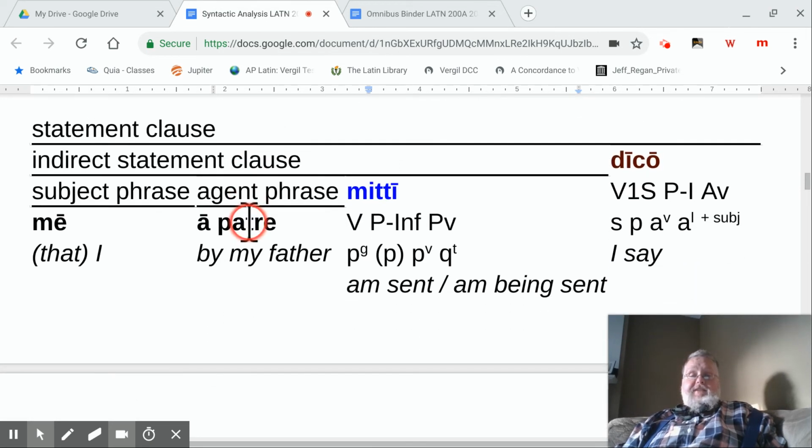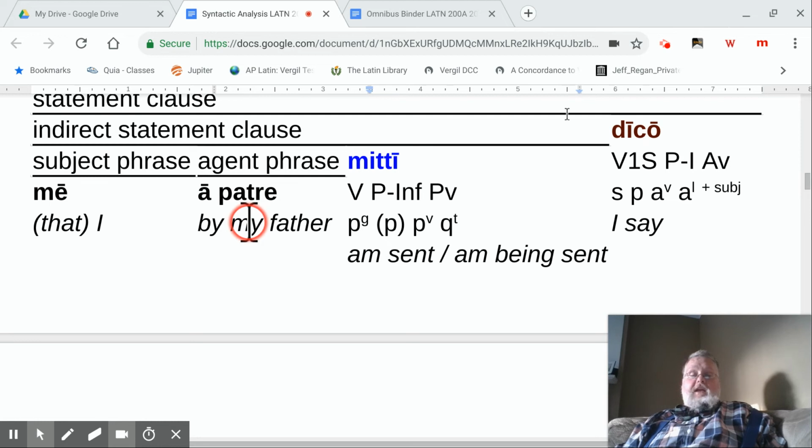If it were passive, I say, we have another infinitive here, that subject phrase me, it's accusative, that I, now it's not active though, it's a passive infinitive. Where do you get the tense from? From the head verb. That I am sent or I am being sent, right? A plus the ablative, by my father.